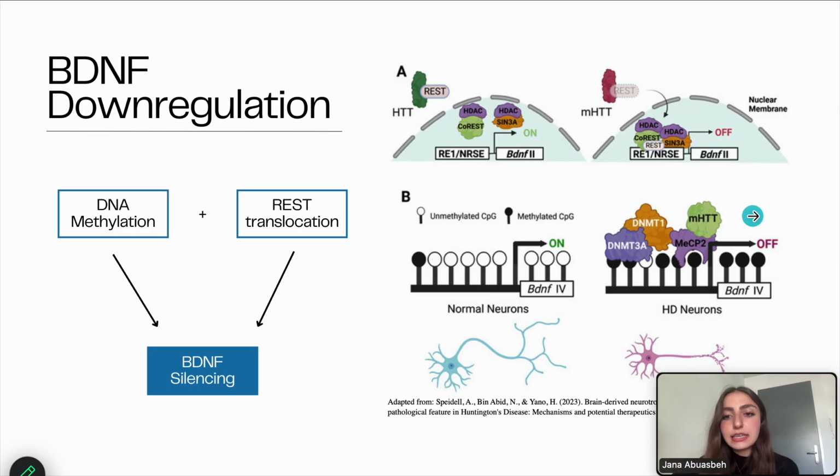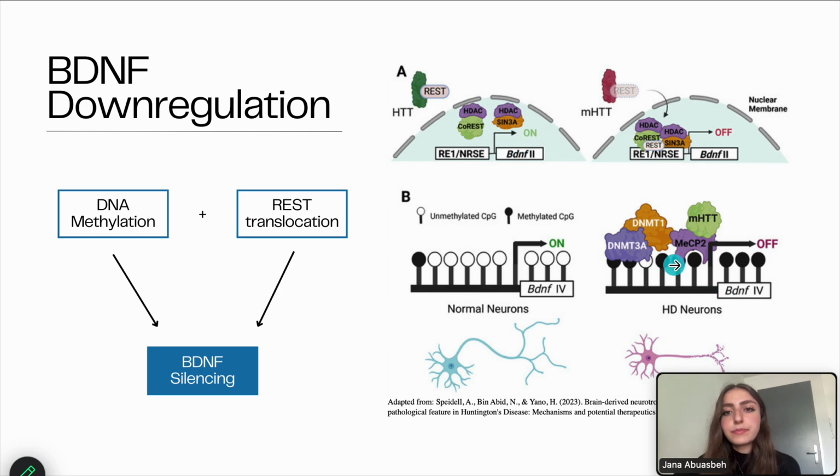This silences the gene, so we can see how it goes from on to off. Second, here in section A, we see REST translocation. On the left-hand side, we see how in normal neurons, wild-type Huntingtin protein binds to REST in the cytoplasm. And REST is a protein that acts as a transcriptional repressor.